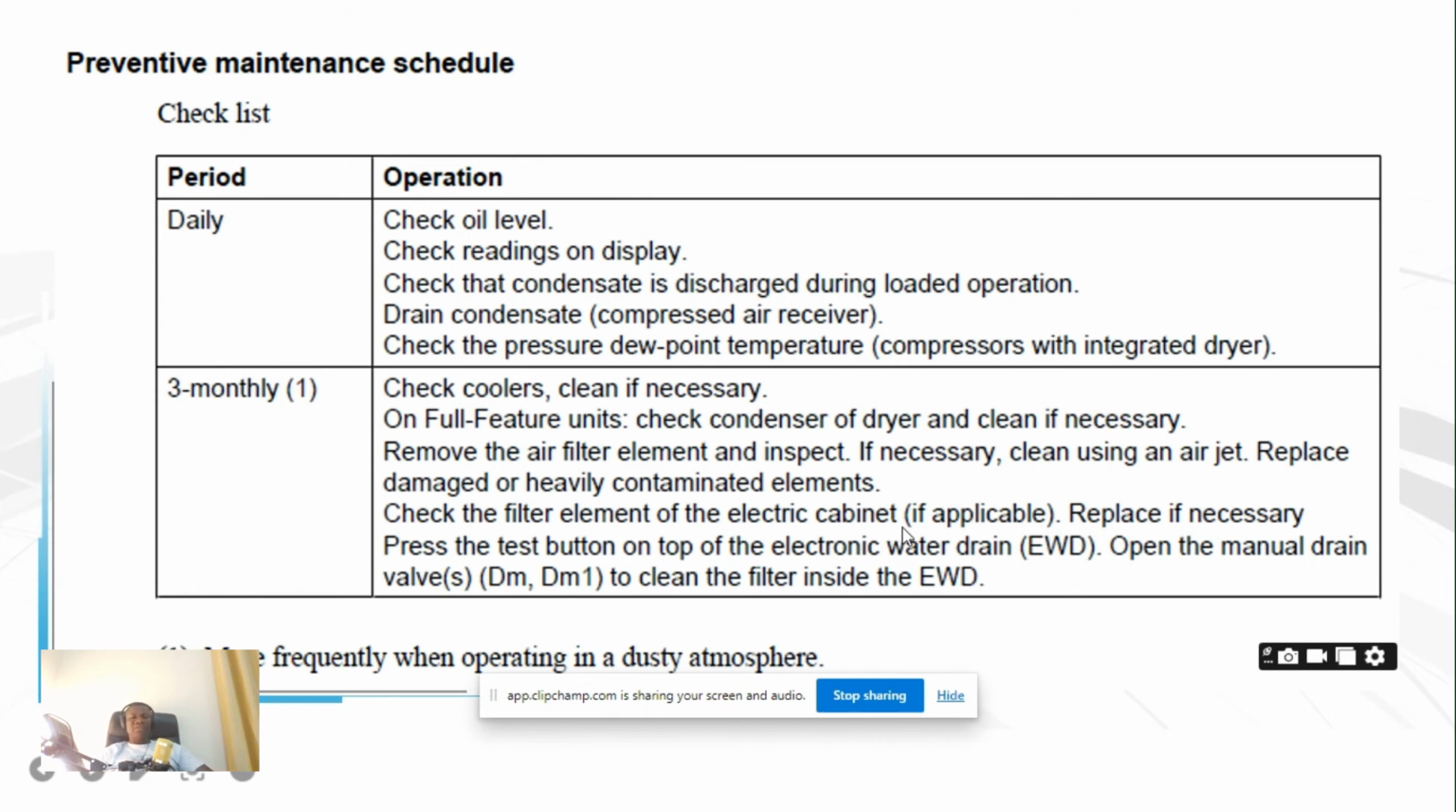The filter element of the electric cabinet filters dust from entering the electrical cabinet. So sometimes when it's plugged, the electrical circuit will be heating up and you will be losing your contactors. Sometimes your overload motor relay will open.